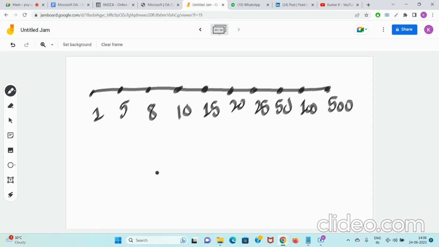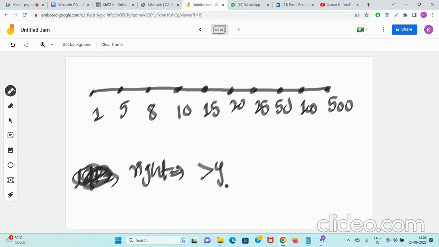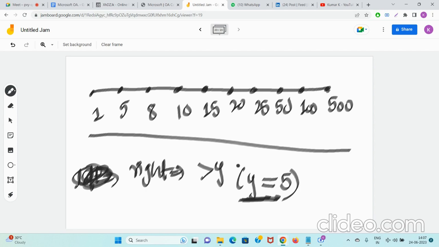Now, what did left mean? Left meant, tell me... Or let's say, we have to calculate right. Left is very easy, right, okay. Right is saying, tell me the number of guys which are greater than Y, okay. So let's say, guys, Y is 5 in our case. Y is simply 5. So in this sorted array, you want to know how many people are greater than 5.